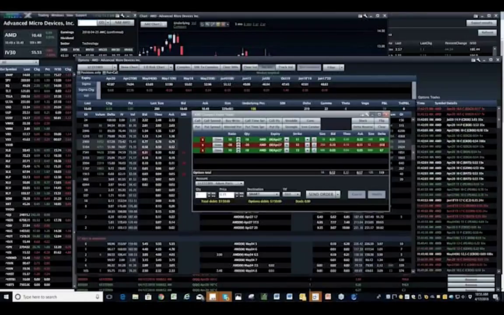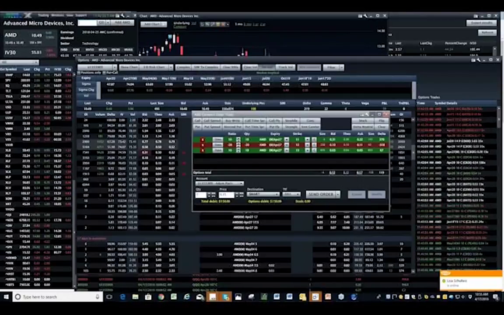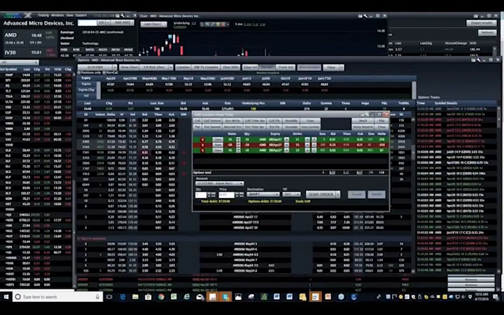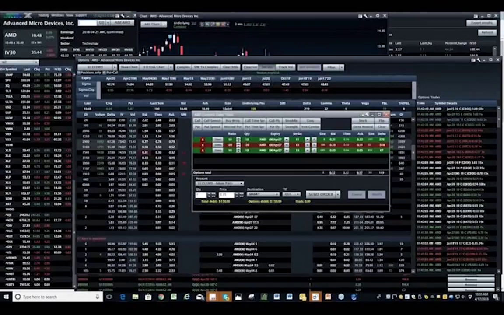Here's statement two. If I sell every earnings, on the whole, I will make money. And that statement is false. Why is that? Well, when a short option loses, statistically on earnings, it loses a lot more than they make.